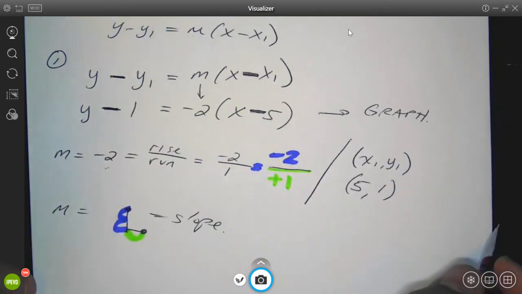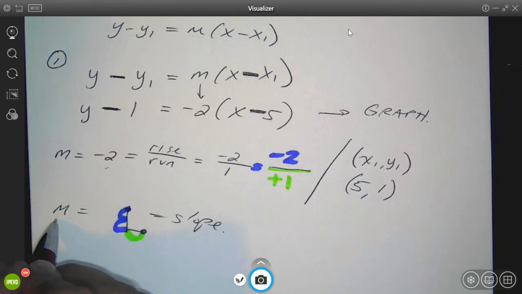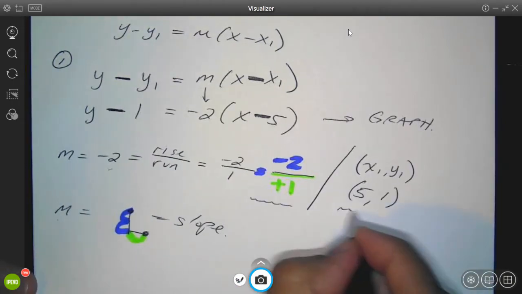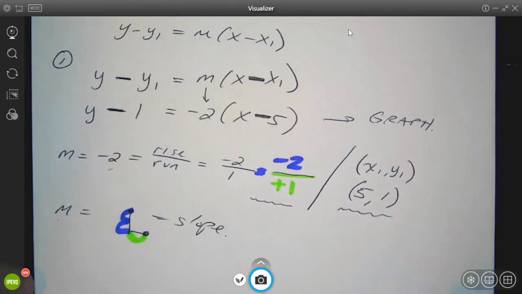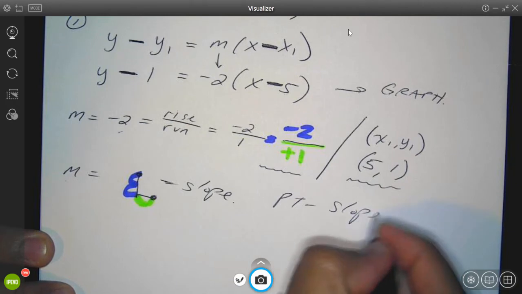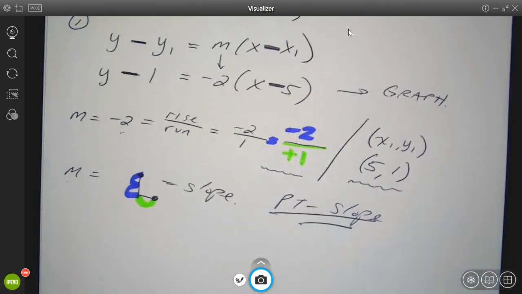And there it is. We have our slope, which is negative 2 over 1. And we have our point, which is 5, 1. And that is why this is called the point slope. So there it is. So I have my 2 bits of information. I have my point, 5, 1, and I have my slope, which is negative 2.